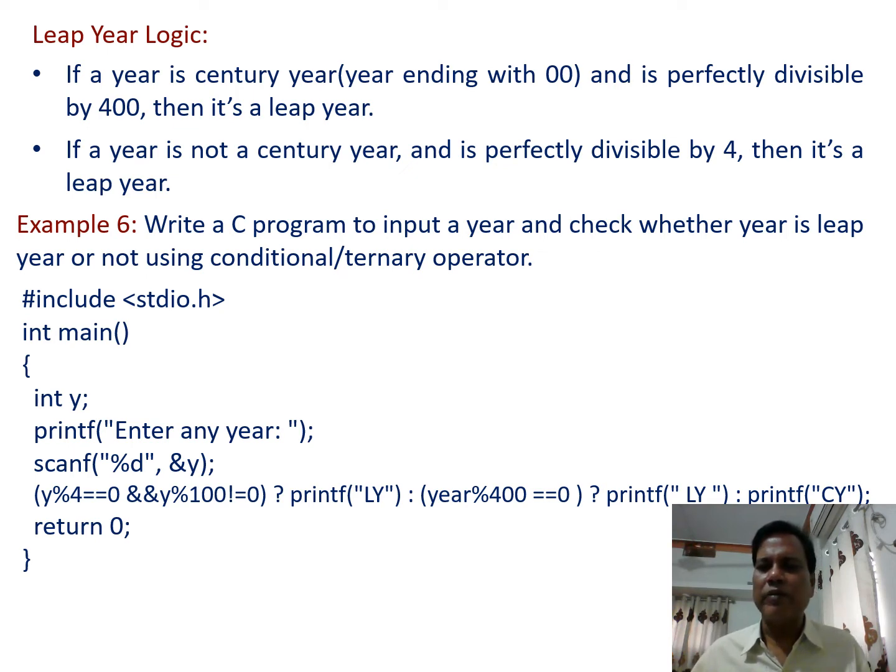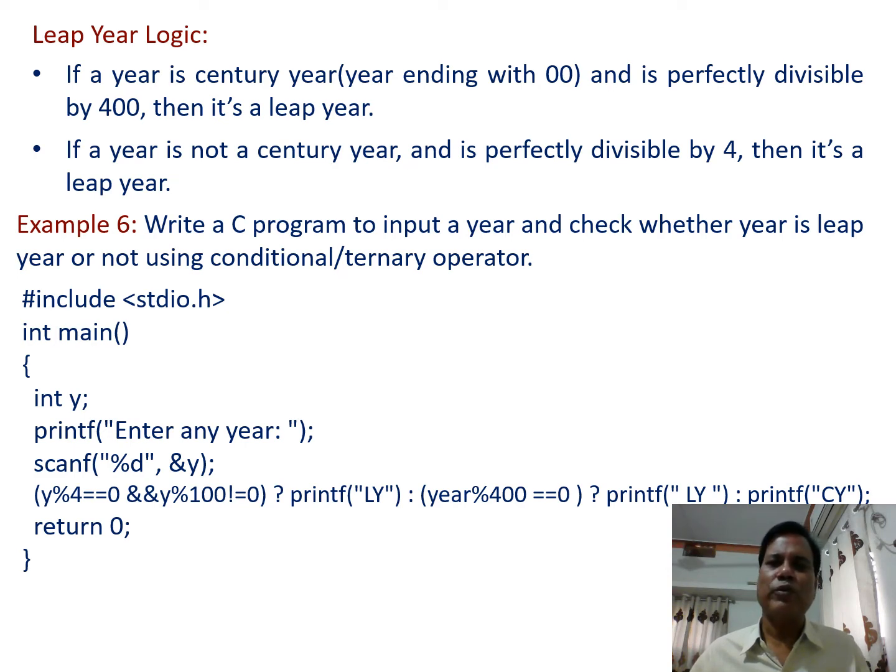In the false part, again we see that a conditional operator exists. It means that here we first checked that it is not a century year. When that is false, it means that it may be a century year. When it is a century year, then we have to test a condition that it should be divisible by 400. When it is divisible by 400, the remainder should be 0. If this condition is true, then we print leap year. If the condition is false, we print common year.